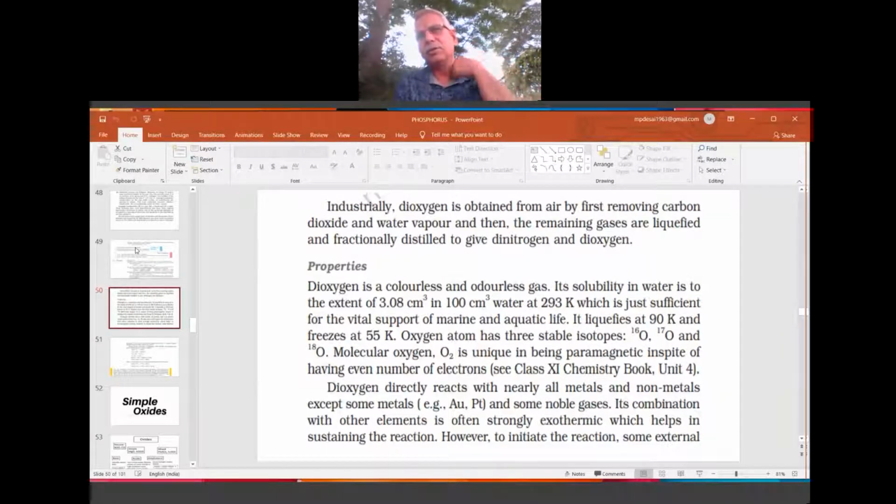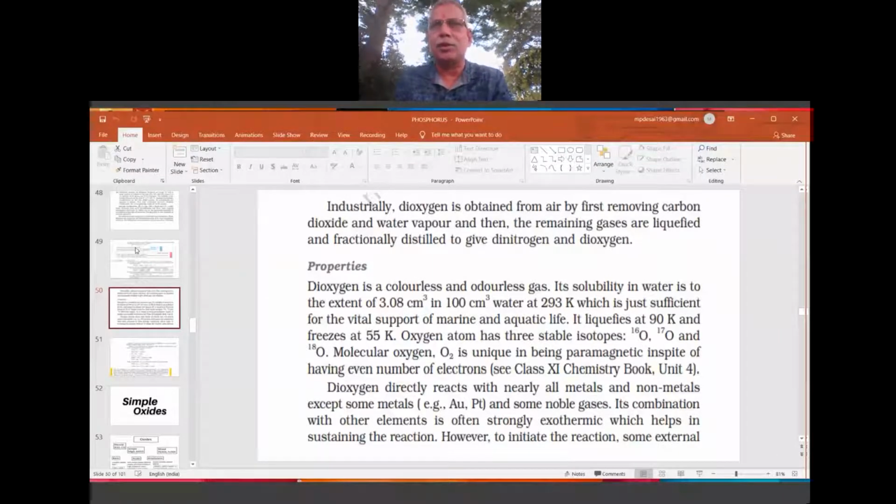that is sent to different areas where it is used. And regarding properties, as you know, it is colorless, no odor, no taste, and it is very sparingly soluble. Around 3.08 cubic centimeters in 100 cubic centimeters of water, and this is enough for aquatic life, because their life is different, our life is different, our metabolism is different, their metabolism is different.